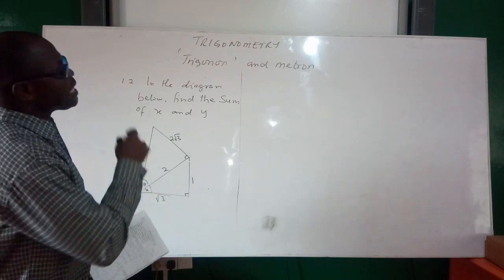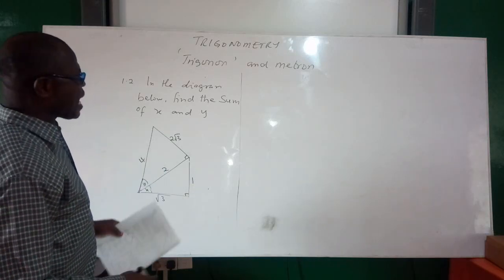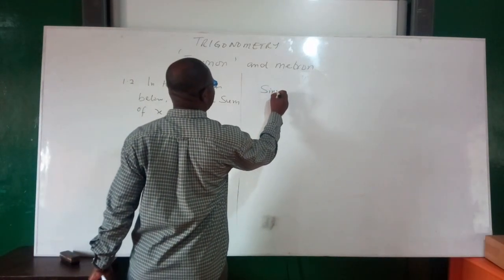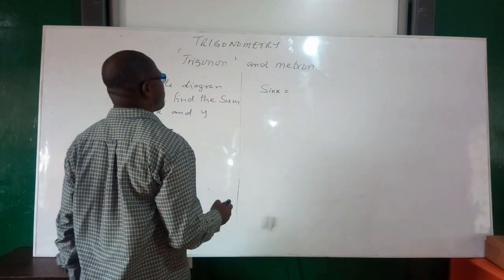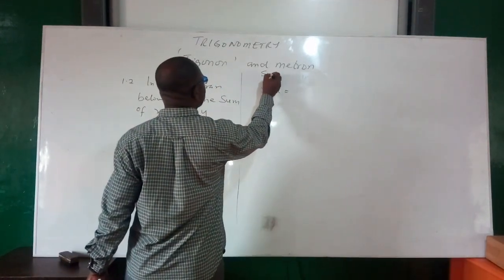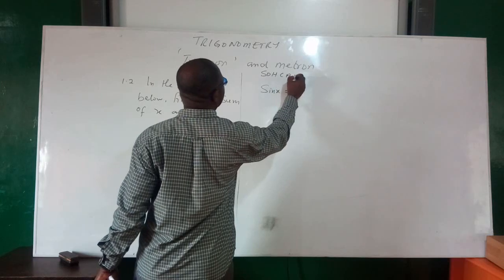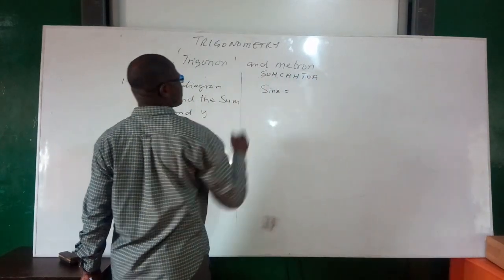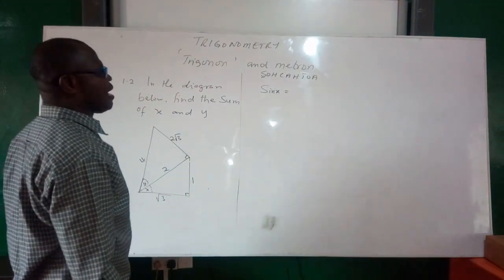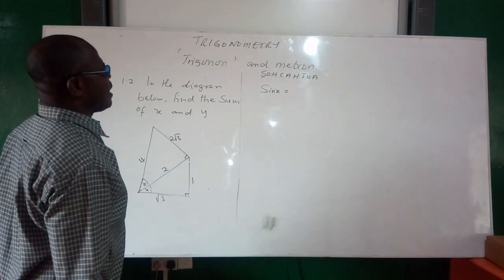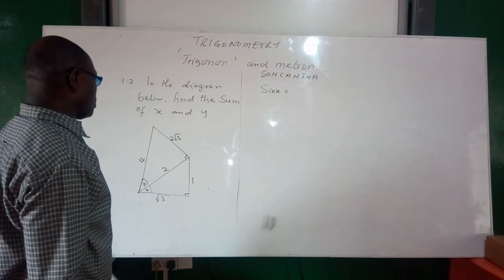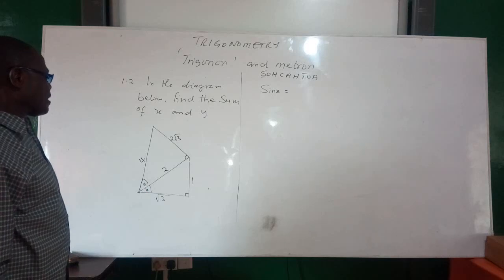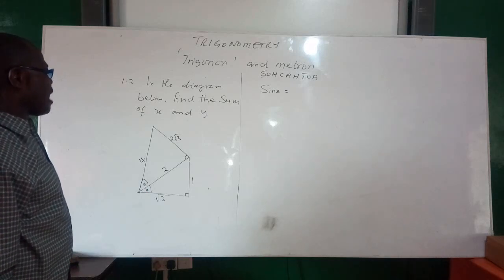Now we started with sine, so let's use sine. If you want to find sine x, remember SOHCAHTOA. As soon as it is sine, S is what leads the acronym, and sine is opposite over hypotenuse. So when we go to the figure, the first figure down there, opposite is 1, and the hypotenuse is 2.